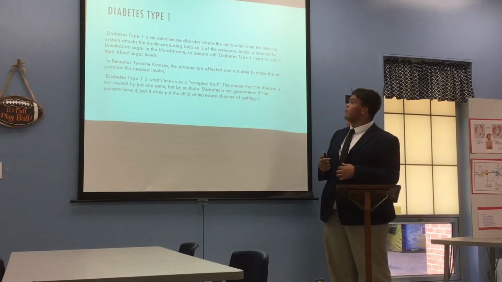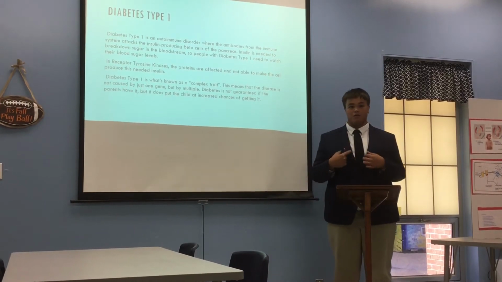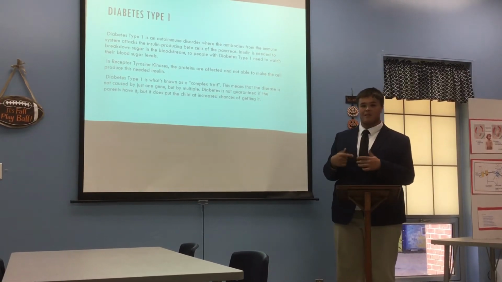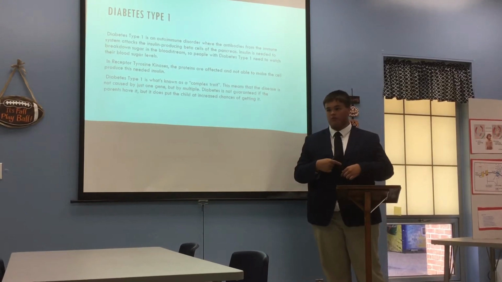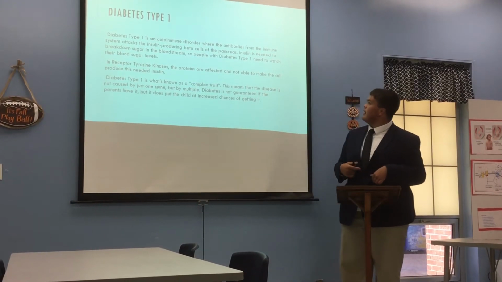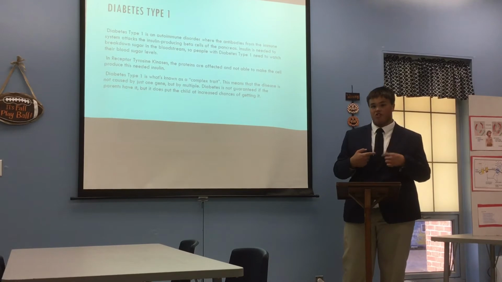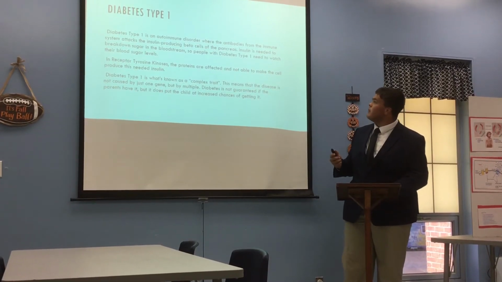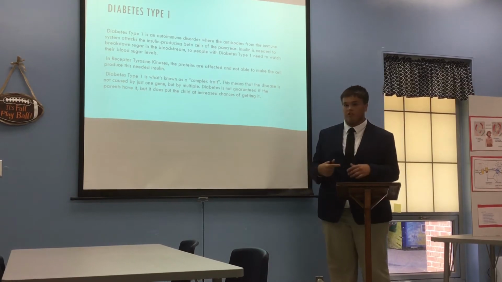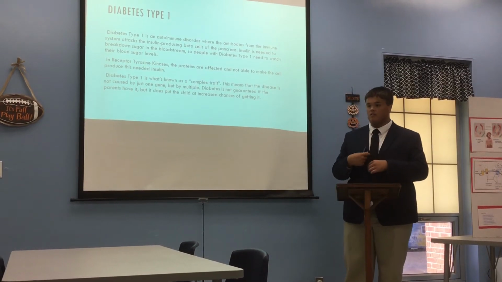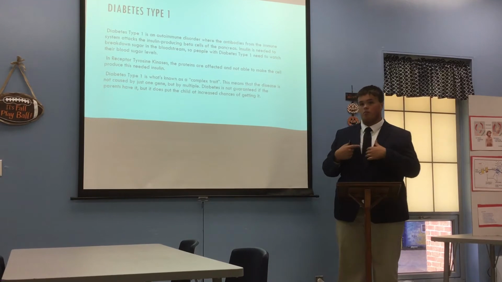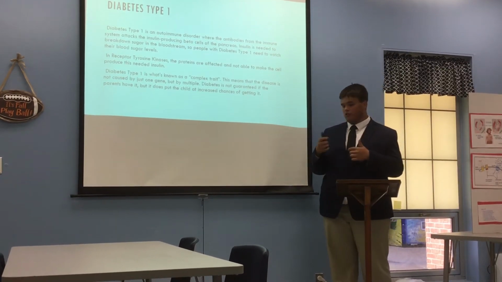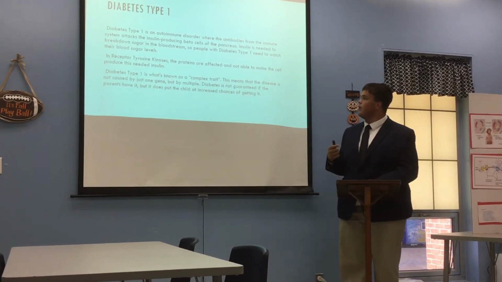It's an autoimmune disorder where the antibodies from your immune system attack the beta cells in your pancreas, which produce insulin. Insulin is needed to break down the sugar that's in your blood from eating and digesting. So people with diabetes type 1 need to watch their blood sugar levels a lot. It's very common for them to have high blood sugar, so they need to watch that.